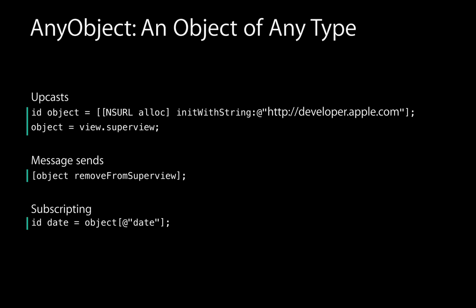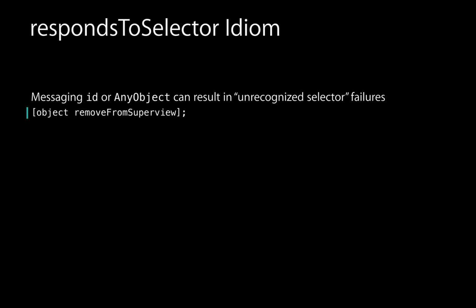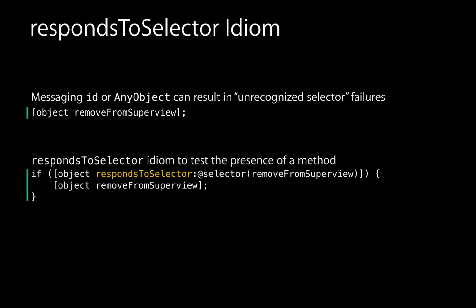In Swift, AnyObject is the equivalent to id. And it provides these same core operations, upcasting, message sends, subscripting, that you can do on id in Objective-C. Now, one of the things we know from using id in Objective-C is that you sometimes have to be a little bit careful. Because if you send a message to an object that doesn't have a corresponding method, you're going to get a runtime failure that this is an unrecognized selector. Now, in Objective-C, we have an answer for this. It's using the respondsToSelector idiom. Do an if, check whether it responds to the selector, then do it.